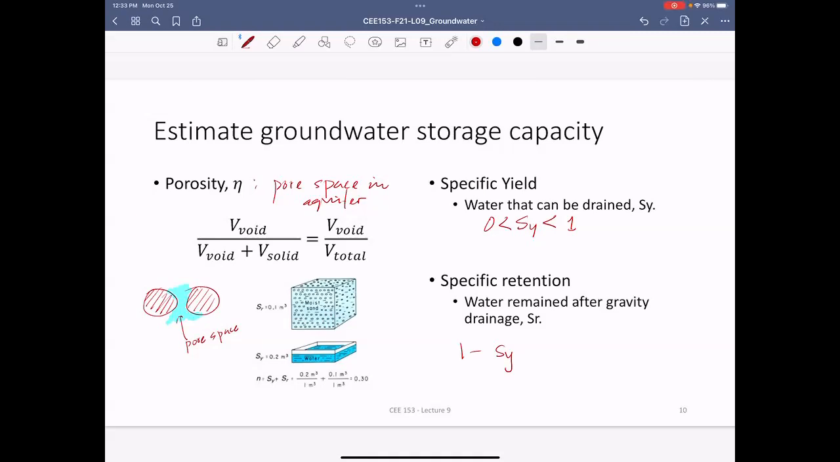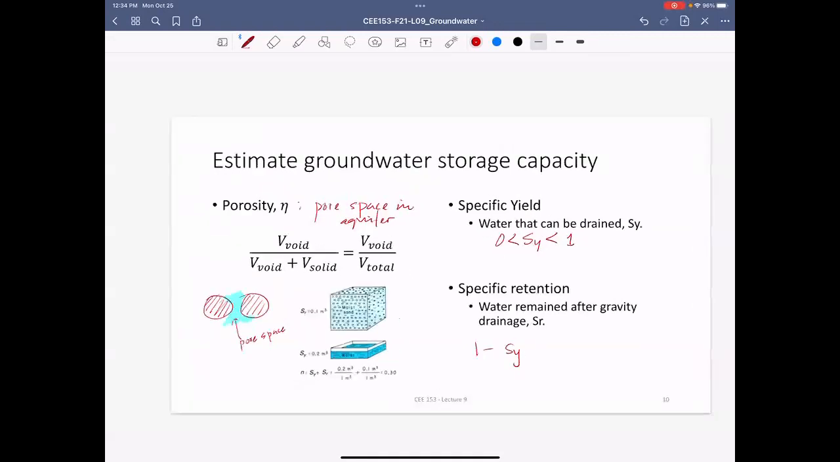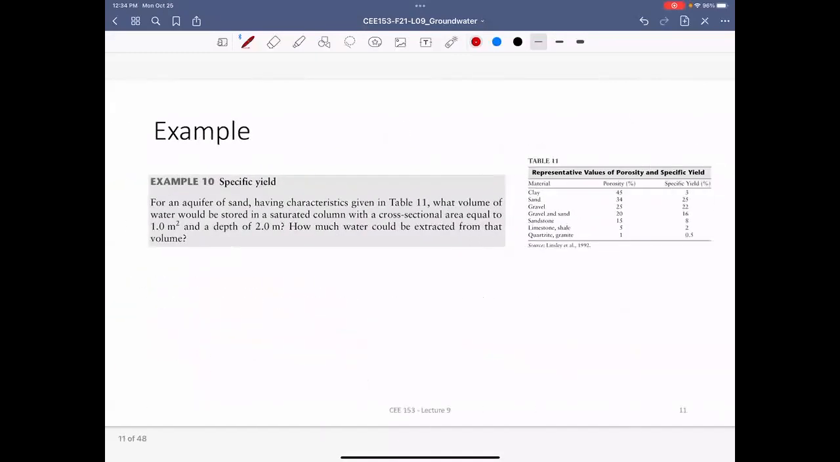So why is it important? Every time you try to get water from groundwater, this helps you determine how much groundwater you can withdraw from an aquifer. So you have to account for not just porosity but also specific yield. Porosity means the maximum amount of water that can be stored. Specific yield is the fraction of that stored water that can be removed or withdrawn by gravity, or that you can pump out. These are just practical terms for you to understand.